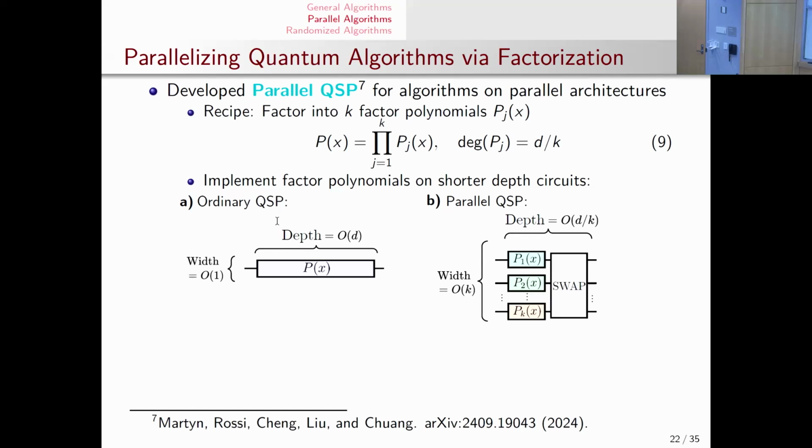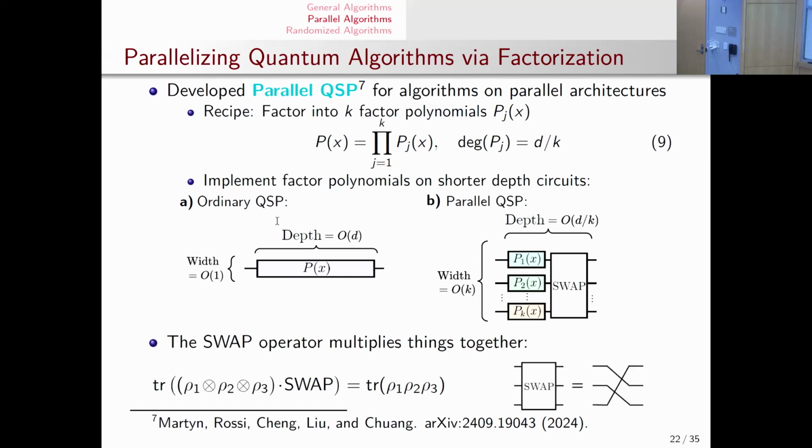And in addition, this operation here is known as a swap operation. I'll briefly show you what it is, but what it allows us to do is to multiply together these factor polynomials to reconstruct the target polynomial itself. So very briefly, what this does is it takes, say, some states that are arranged in parallel as tensor products, and if you take the trace, it multiplies them together. So this is just an identity on quantum systems. But what's nice about this is that it allows us to multiply these polynomials together to reconstruct this larger polynomial, where we've decomposed it into these smaller polynomials. Is that part intuitively clear?